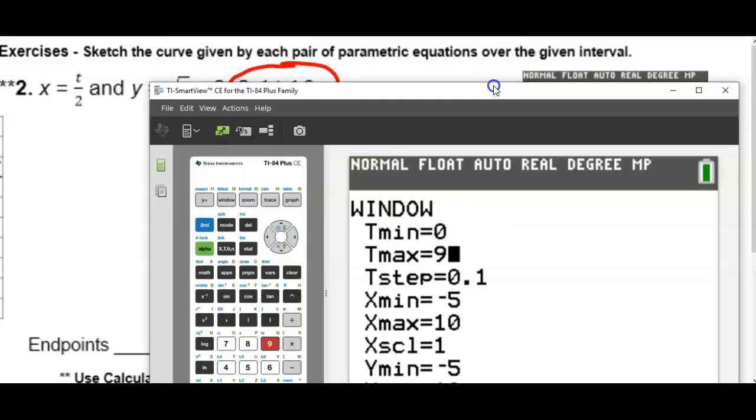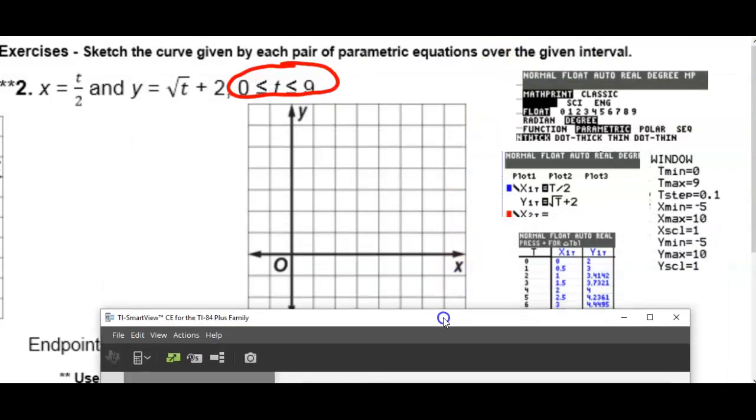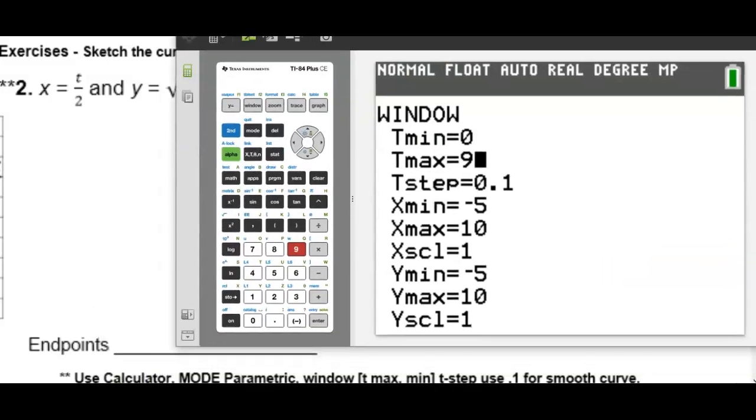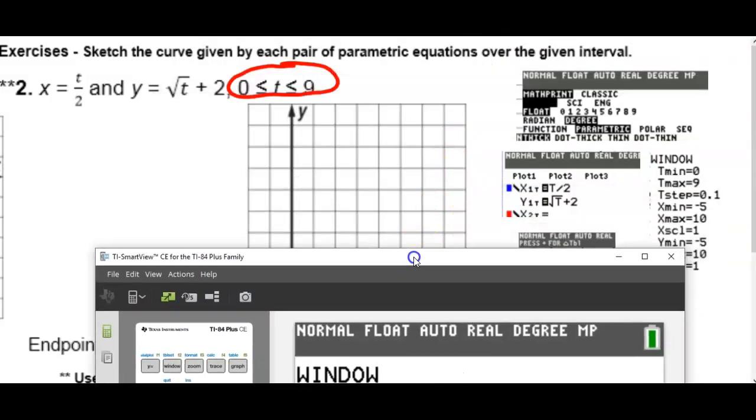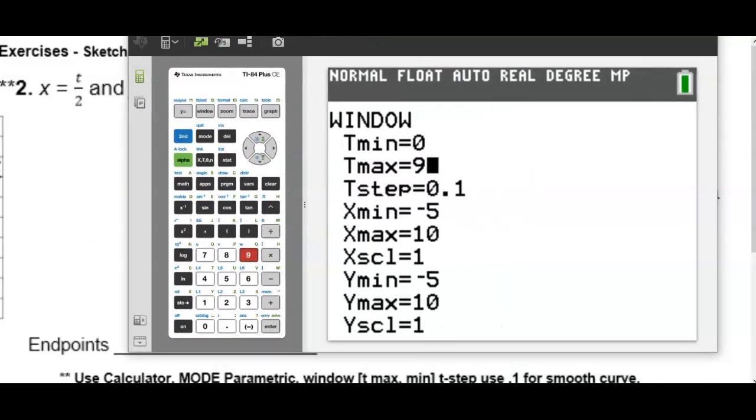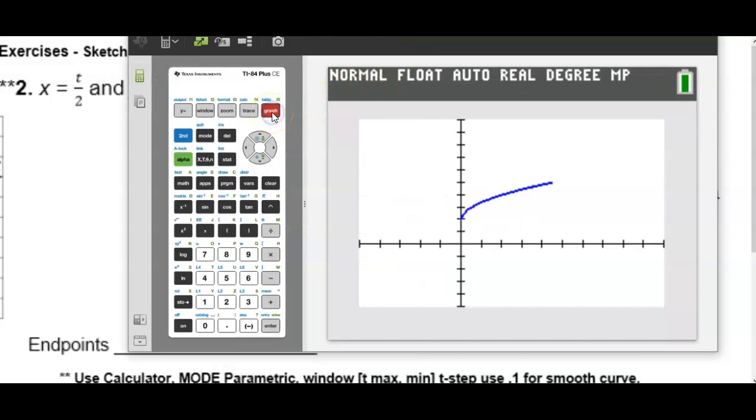All right, then for the X and Y window, I think you could probably just do a zoom standard. I looked at the graph paper and said, I'm just going to put -5 to 10 and -5 to 10 because that looked like what the graph paper was there. Okay, -5 to 10 by 1s, -5 to 10 by 1s. You could do -10 to 10 and -10 to 10 and it would fit. All right. The next thing we're going to do then, we've had that all set up, is just hit graph.